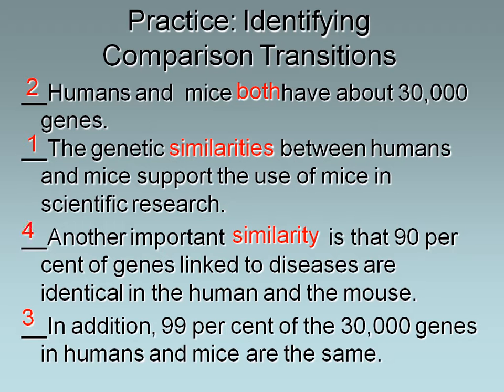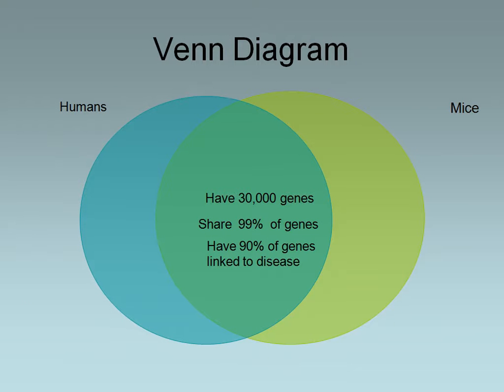Click to see the correct answer. Compare your answers to those given. The correct order for the numbers is 2, 1, 4, 3. This slide illustrates how the similarities discussed in the previous slide would appear when placed in a Venn diagram. The similarities are listed in the center part of the diagram where the circles overlap.